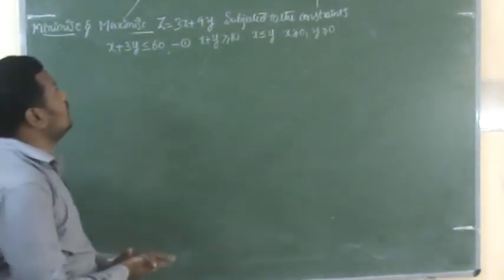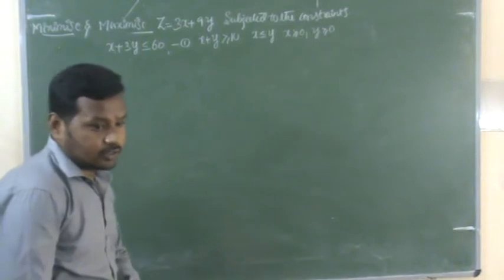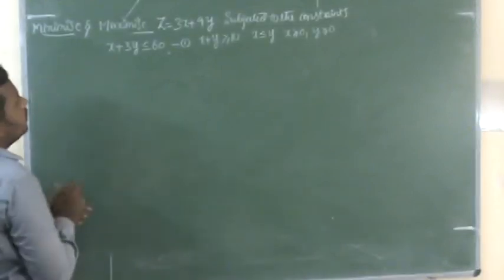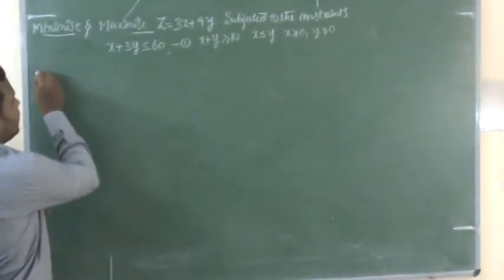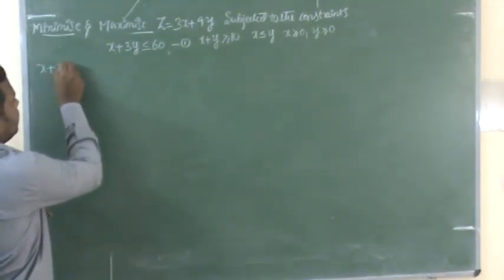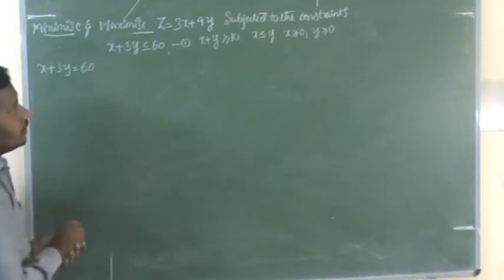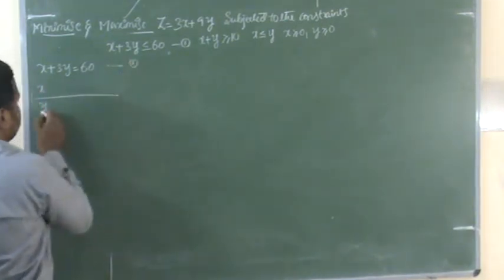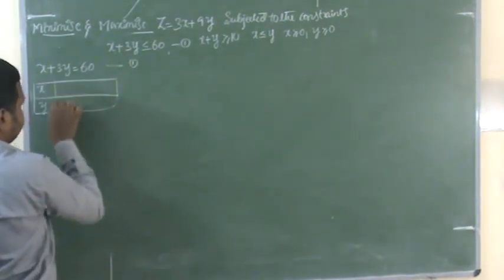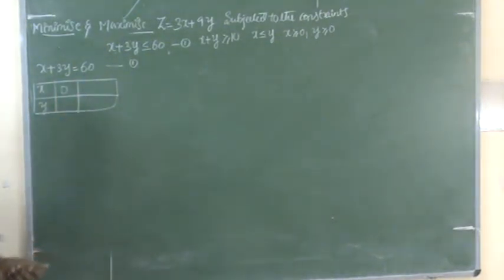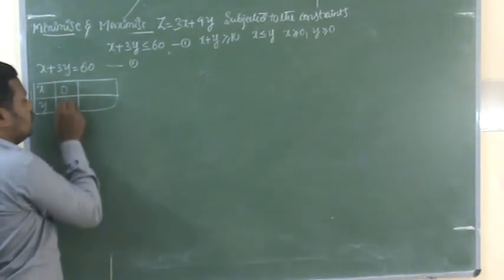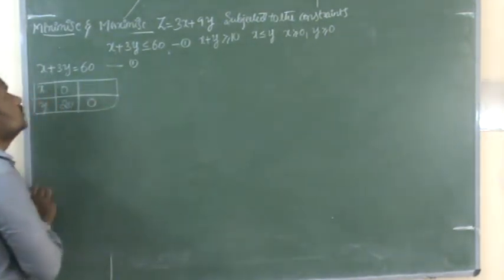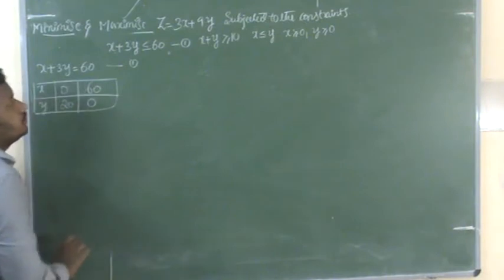For this problem, we have to maximize and minimize the objective function. The same thing: first, we solve the equations and get the points. That is x plus 3y is equal to 60, equation number 1. When x is equal to 0, y is equal to 20. Similarly, when y is equal to 0, x is equal to 60.